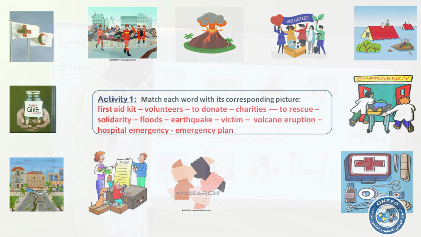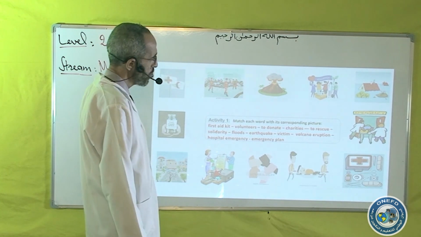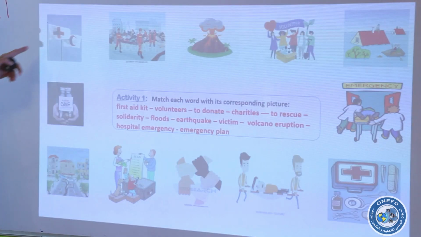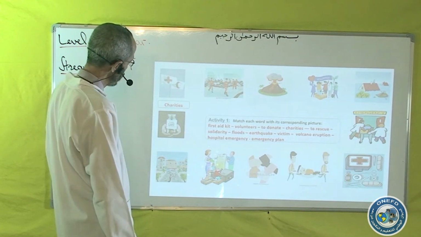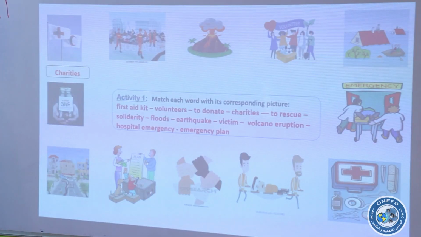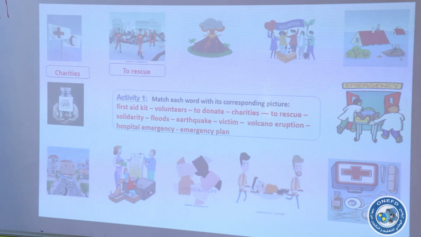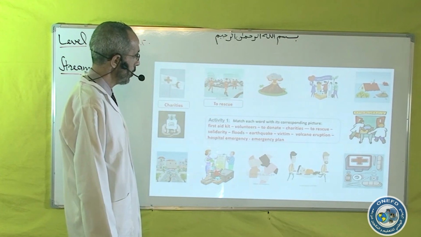Your 2 minutes are over. Now, let's match the pictures with their corresponding words. Picture 1. This picture. What's that? These are charities. If you remember well, we saw that in our first lesson, charities which are Red Cross and Red Crescent. Picture 2. To rescue. To rescue or to help during disaster. Picture number 3.